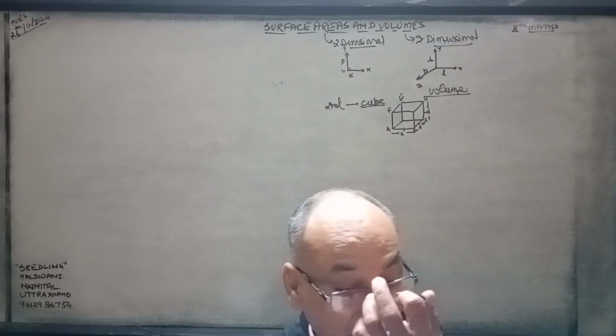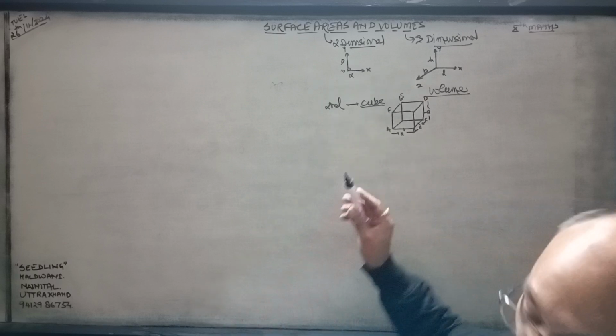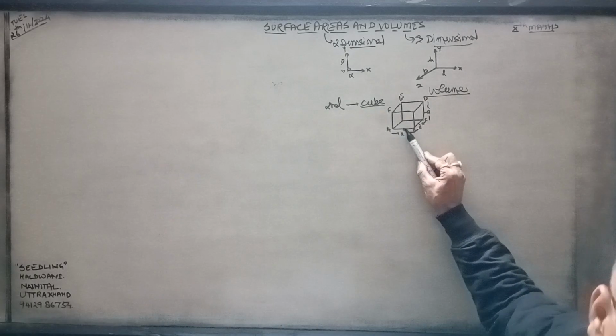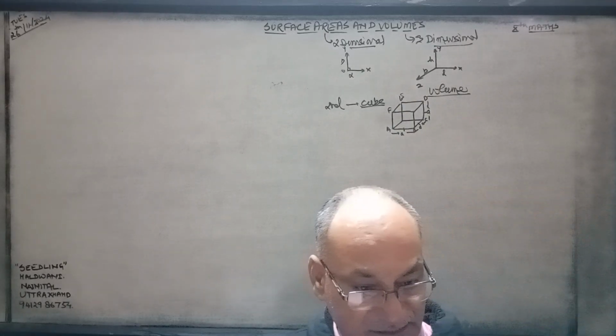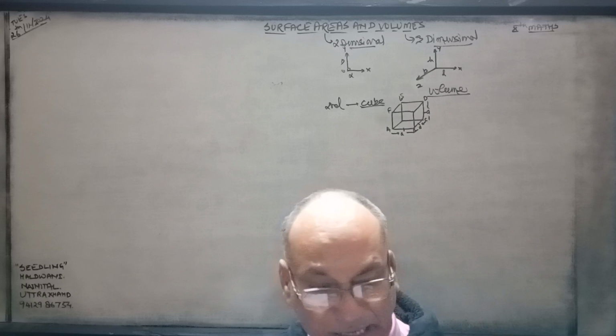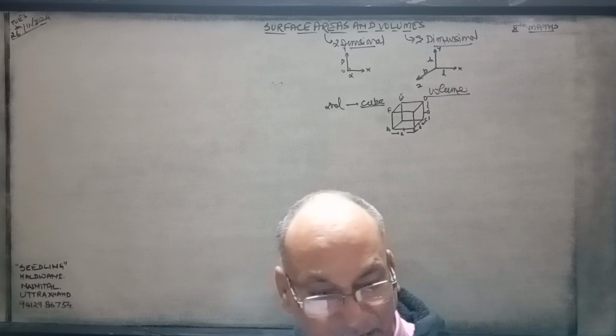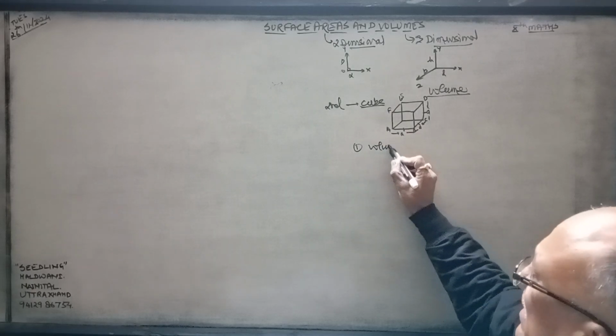Sometimes some may ask the definition of the cube. The cube is nothing but, when all the edges of a cuboid are equal in length, that figure is known as cube. Is that clear? Fine.